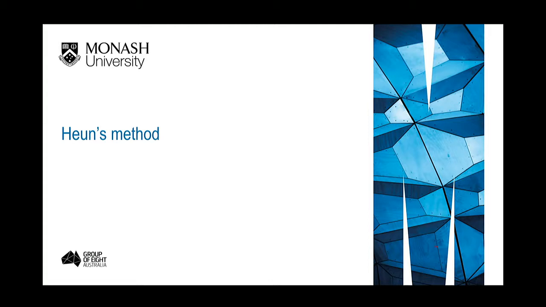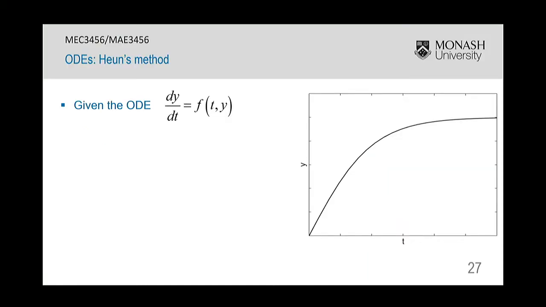Heun's method is one of these methods. It's something that we did in Eng 1060, so I'm not going to spend a long time doing this.